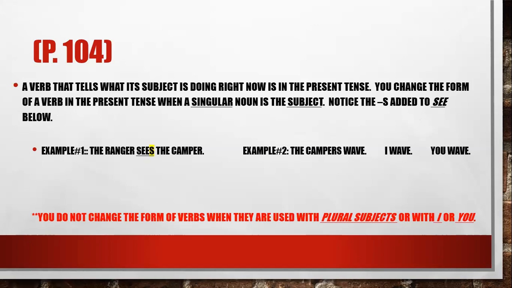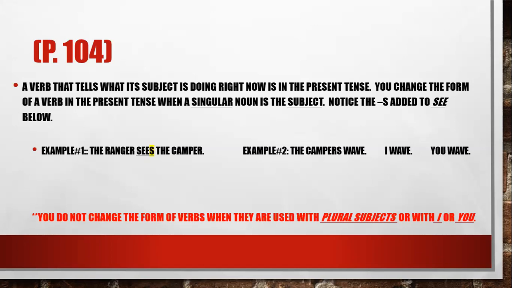When the subject is a singular noun, this is when you add s or es to the verb. This is when the verb changes form. So the subject plays an important role. We're not just going to focus on the verb, we're also going to focus on the subject when we're talking about present tense. I want you to notice the s added to see in example number 1, because we are going to go over these examples together.